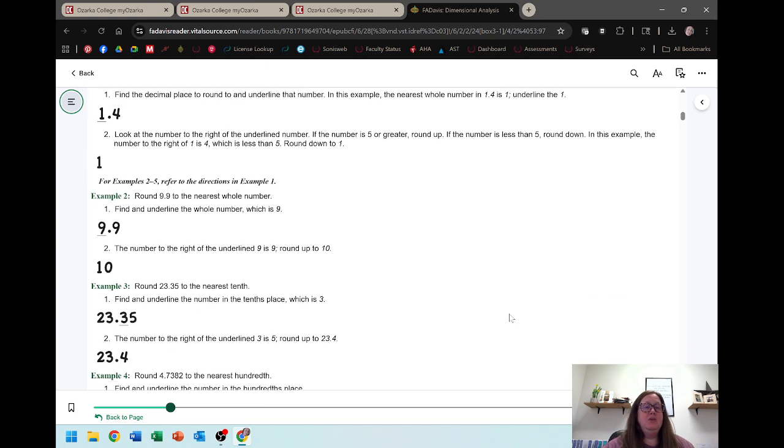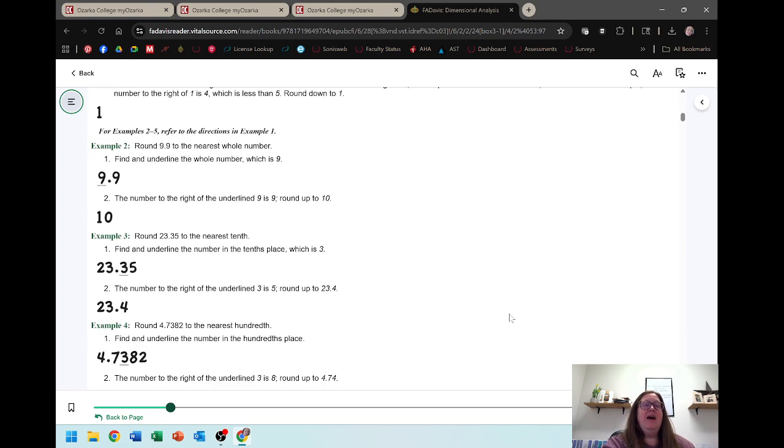So example 2, 9.9 to the nearest whole number. So the whole number is 9. We look to the number to the right of that, which in this case happens to also be 9. It is 5 or greater, so we're rounding up. So that whole number of 9 becomes 10. So 9.9 rounded to the nearest whole number would be 10.